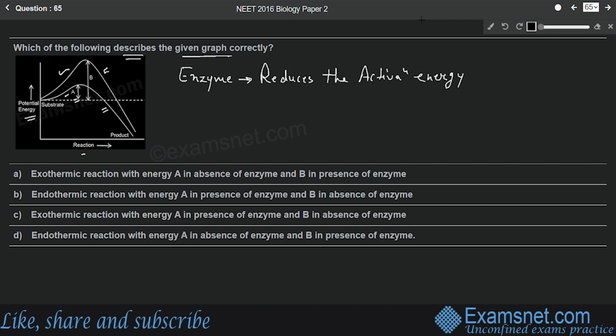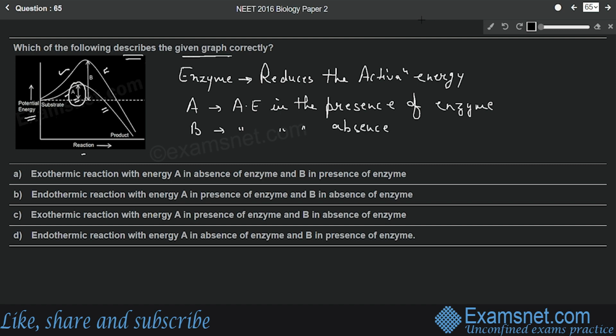Now we know that an enzyme reduces the activation energy. That means A must be the activation energy in the presence of an enzyme, right? Because the energy has been reduced in this case, whereas B represents the activation energy in the absence of enzyme, because here the energy is higher.